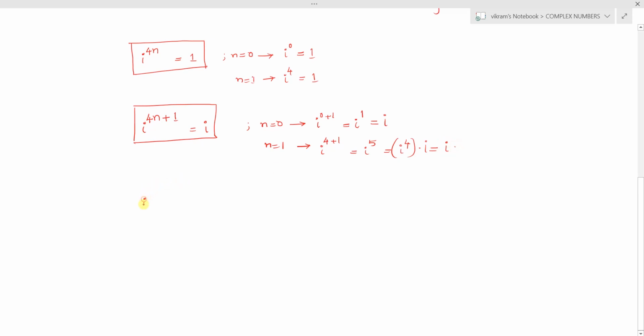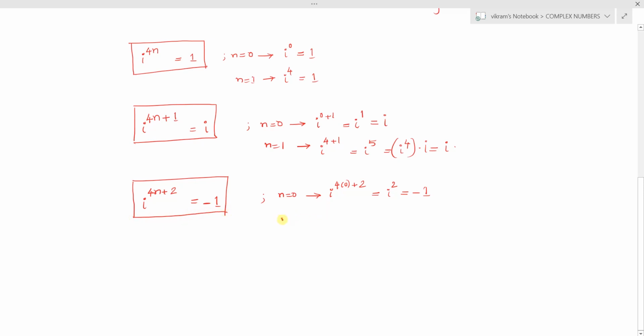Then i^(4n+2), what will we get? If n equals 0, the generalized iota power will be 4 into 0 plus 2, which equals i square. i square equals minus 1. So we will get minus 1. i^(4n+2) is minus 1.